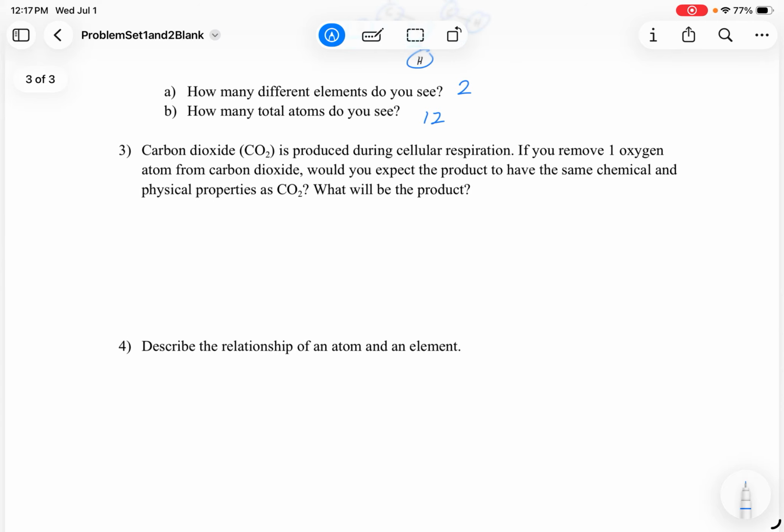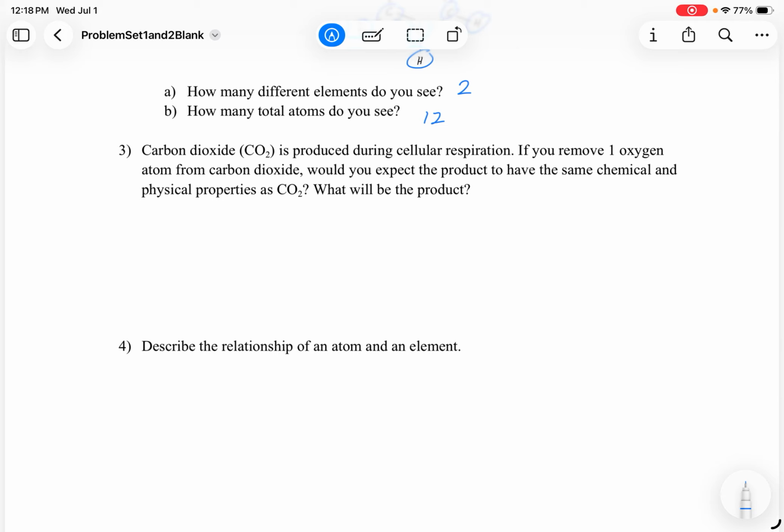Carbon dioxide, CO2, is produced during cellular respiration. If you remove one oxygen atom from carbon dioxide, would you expect the product to have the same chemical and physical properties as CO2? What will be the product? Okay, so I think this question might be a little challenging if you don't know that much chemistry, because I don't think I actually went over this in the lectures. So that is partially my fault, but that's okay. I'm just going to tell you the answer. I'm not going to write it down just for the sake of time. So the answer is no.